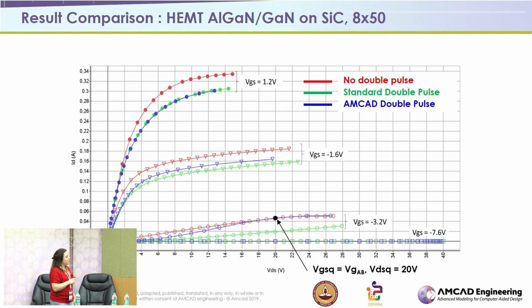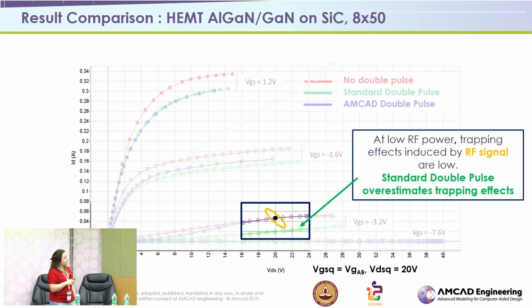We can see that at low RF power level, we have a trapping effect induced by the low RF signal. Here the signal is very low, so it doesn't affect the traps. It's just due to the quiescent bias. In this configuration, with classical pulse IV measurement and with HAMCAT double pulse, we have a similar result. But in the case of the basic double pulse technique, in fact, we overestimate the traps effect in this configuration.